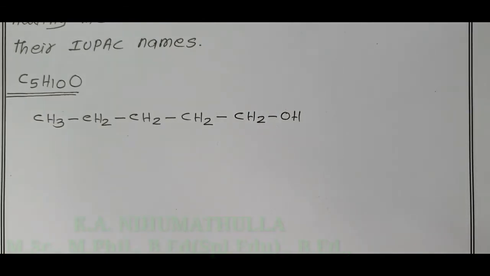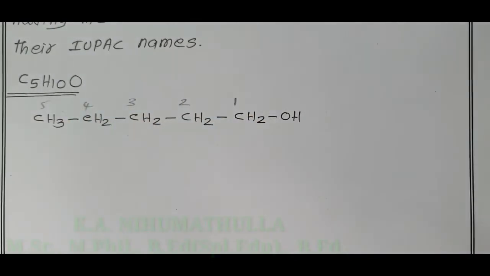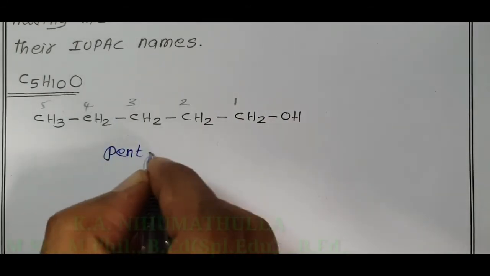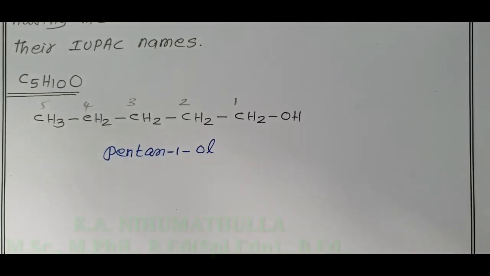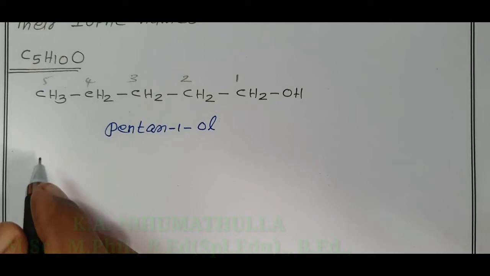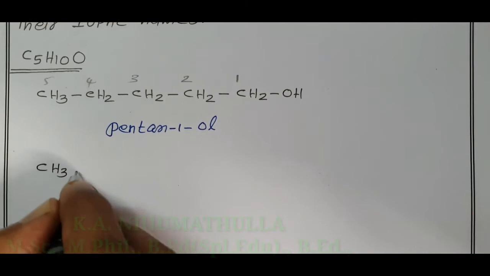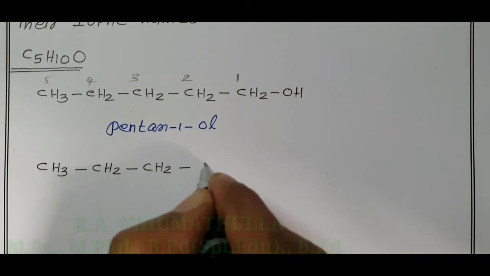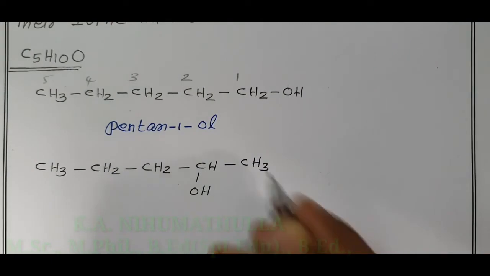OH is attached to the first carbon, 1, 2, 3, 4, 5. 5 carbons, the root word is pent, carbon-carbon single bond is ane, OH is ol, position of OH is 1: pentan-1-ol. The second isomeric compound: now I start by changing the position of OH. CH3, CH2, CH2, now I change the position of OH to the second carbon atom, straight chain.